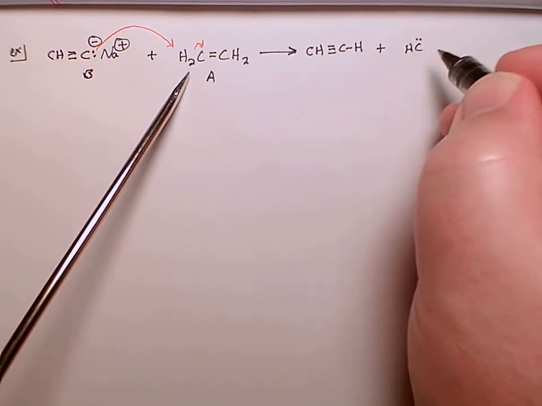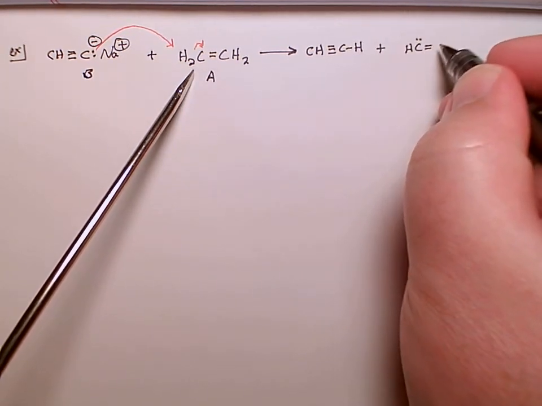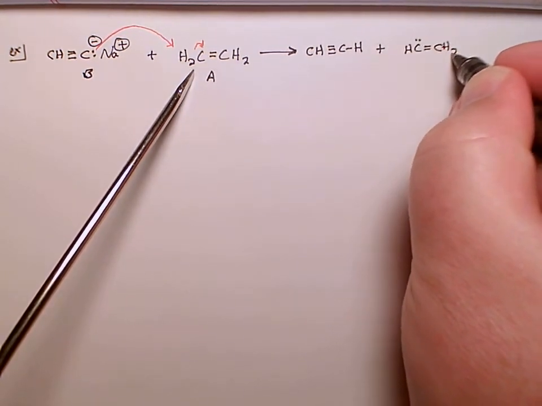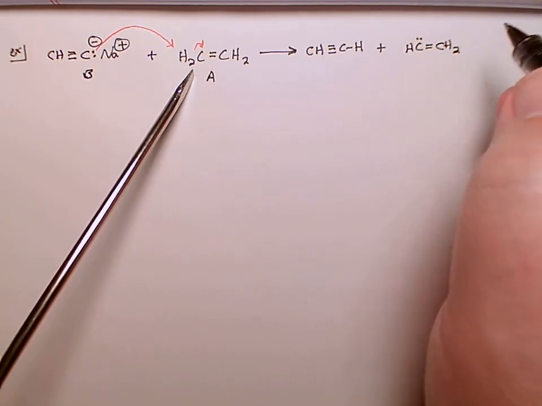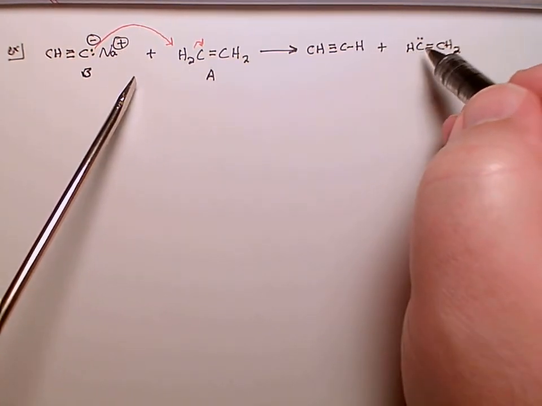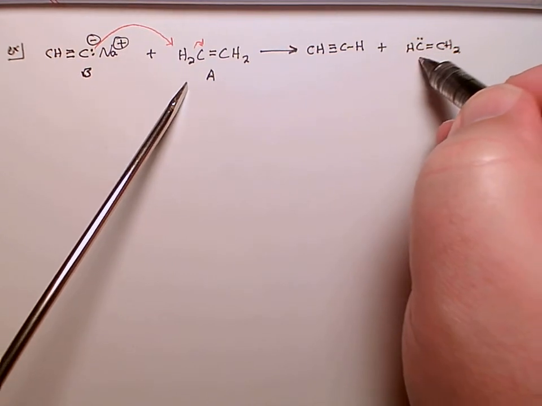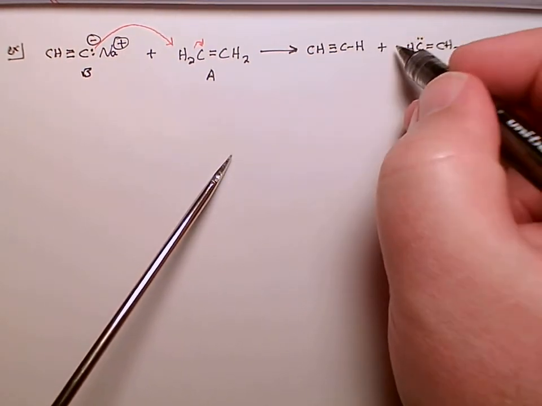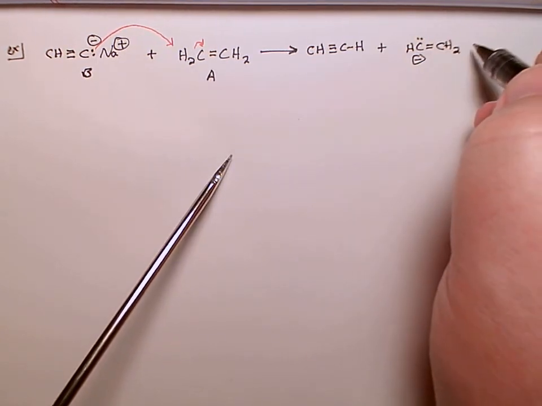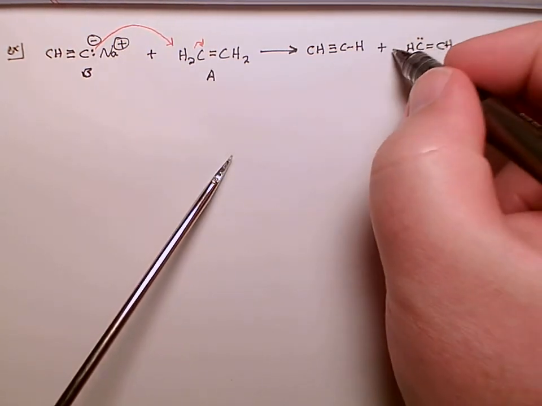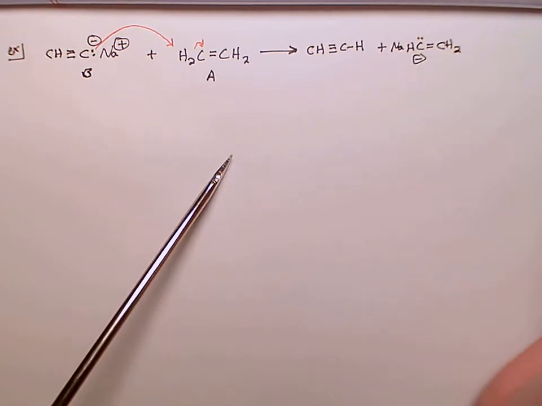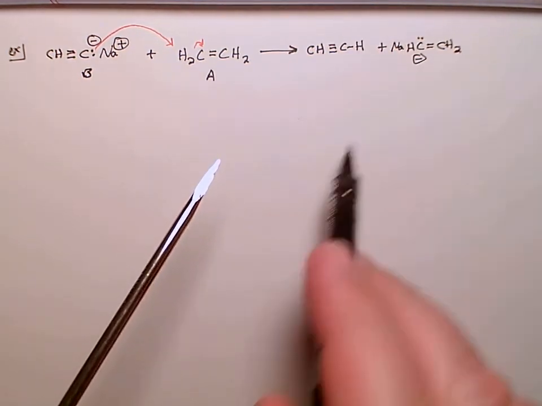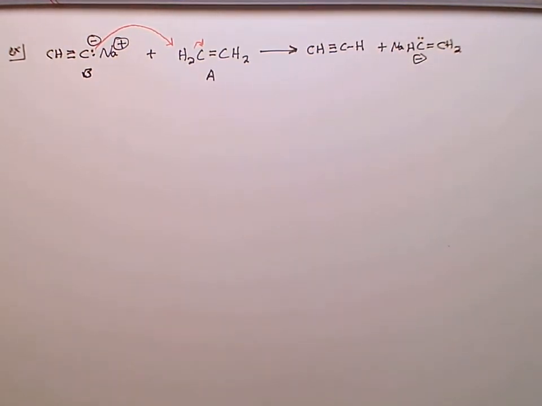It still has one H bonded to it, double bonded to this CH2, but we now know that this carbon has negative charge. Therefore, the Na is probably just hanging around here somewhere. So where do we want to put the Na? Let's put the Na right in front here. And those are the products of the reaction.